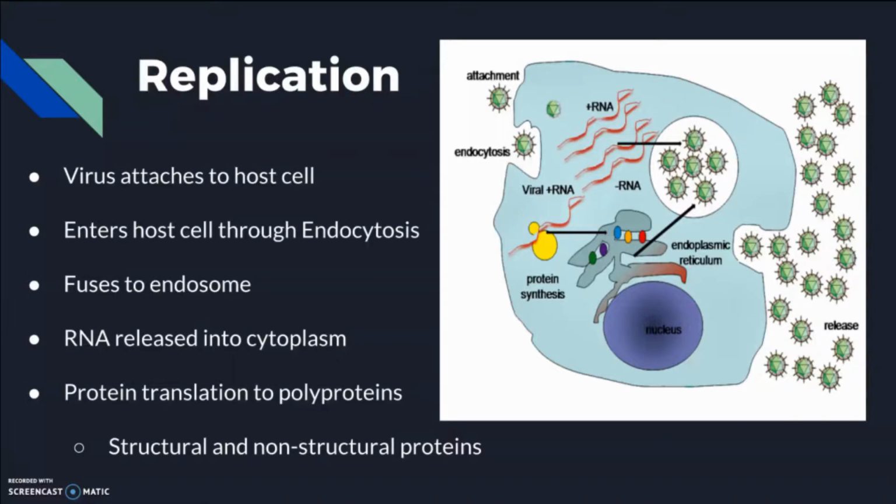Like I mentioned earlier, the Zika virus is positive-sense single-stranded RNA, which means that when the RNA is released into the host cell cytoplasm, it is immediately ready for protein translation. The single-stranded RNA is then translated into polyproteins, which are then used to form all structural and non-structural proteins.